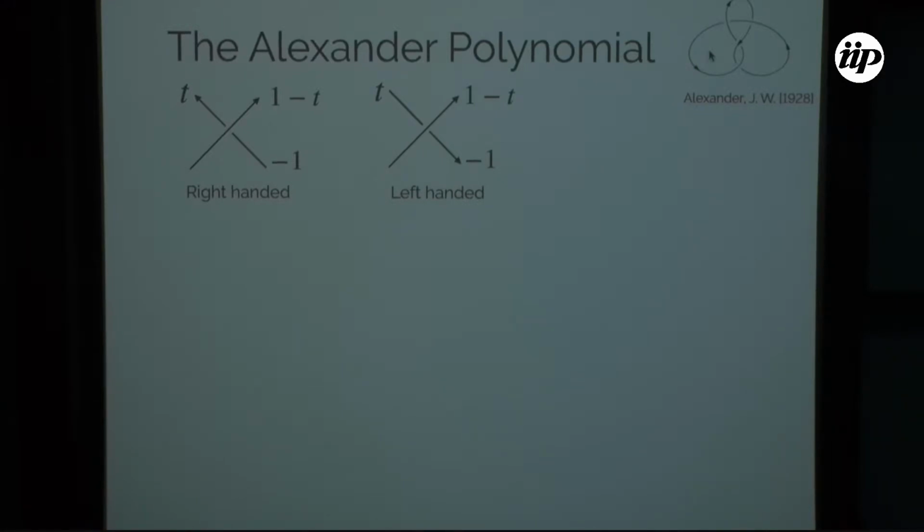And of course, if we're interested in quantized vortices, they already have some orientation to them. And then we simply define a crossing. And actually, I've denoted these two different crossings as left-handed or right-handed, but it doesn't really matter.